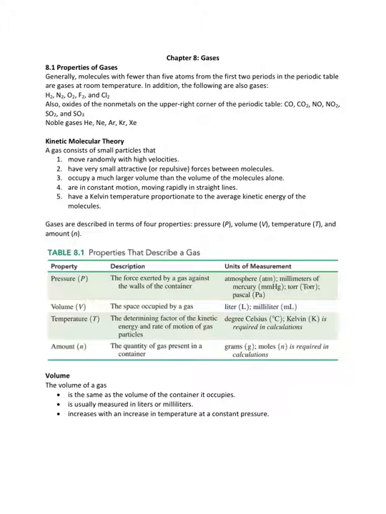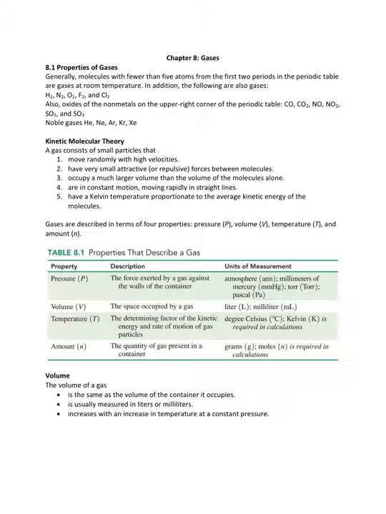Kinetic molecular theory states that a gas consists of small particles, hence the fewer than 5 atoms, that move randomly with high velocities, meaning they're moving very, very fast in random patterns. They have very small attractive or repulsive forces between the molecules, which is why they're not a liquid or a solid. They're just not attracted to each other.